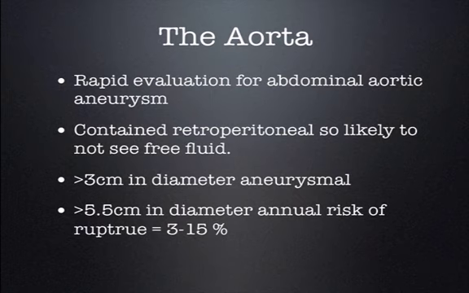An aorta is considered aneurysmal if it's greater than 3 centimeters in diameter. The likelihood of rupture goes to 3 to 15% annual risk when greater than 5.5 centimeters. Now, that does not necessarily mean that it has to be 5.5 centimeters to rupture. Again, you have to use that clinical gestalt. If you find a 4.8 centimeter aneurysm and you have a high suspicion that it's a ruptured AAA, you still assume ruptured AAA and call vascular surgery while you continue resuscitation.